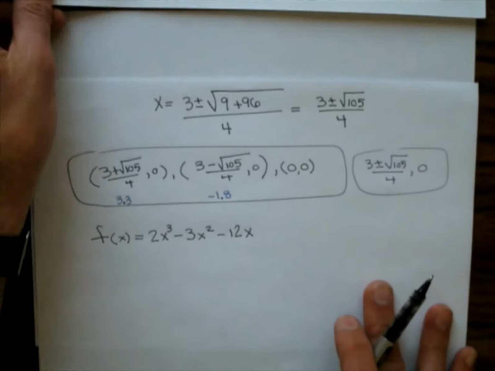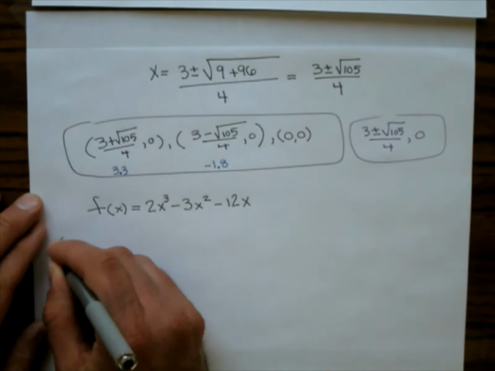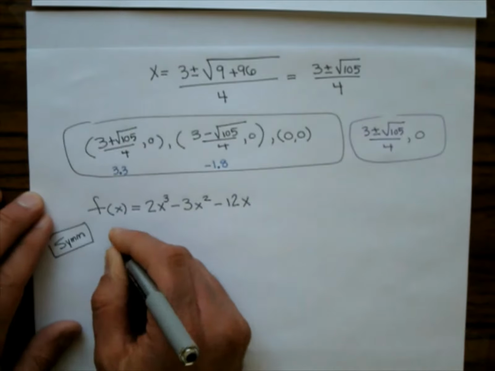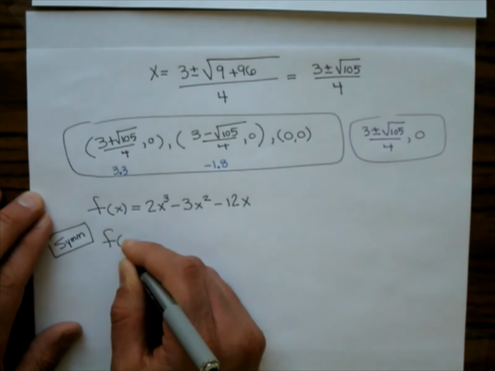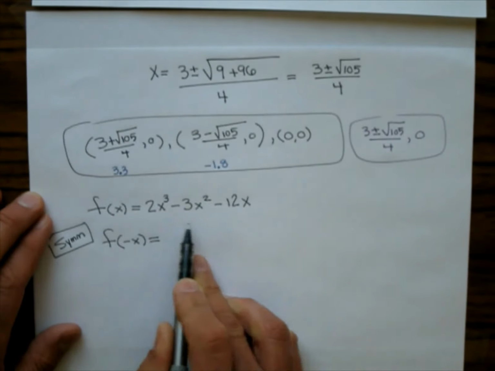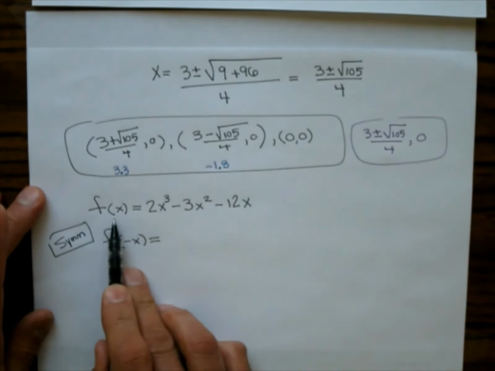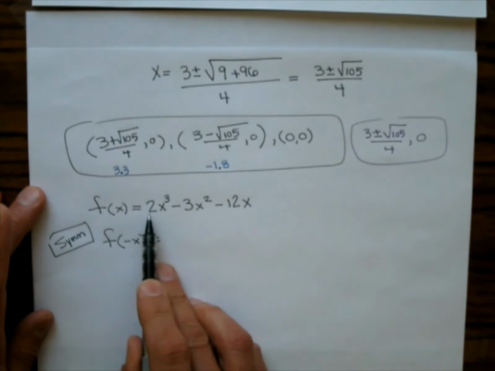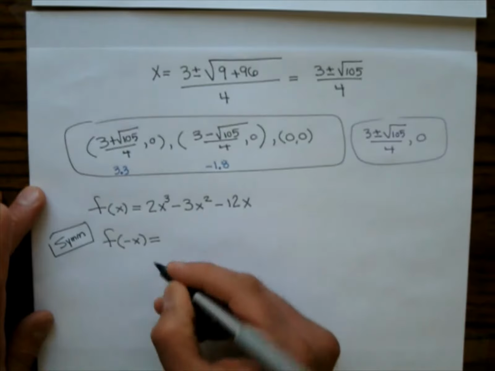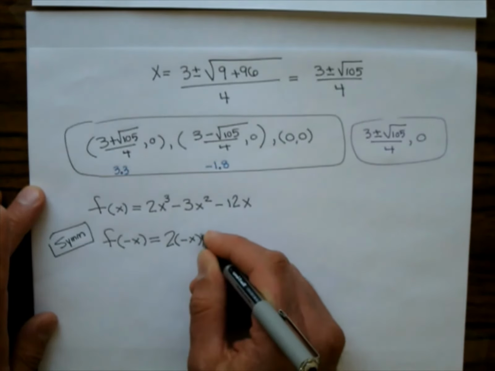I'm going to go ahead and show you, in case you're wondering, how do you check for symmetry? So here's symmetry. You put negative x in for x. Usually we feed these functions something like f of 5, 2 times 5 cubed, etc. But now it's f of negative x. So that's what I'm going to do. This is my test for symmetry.